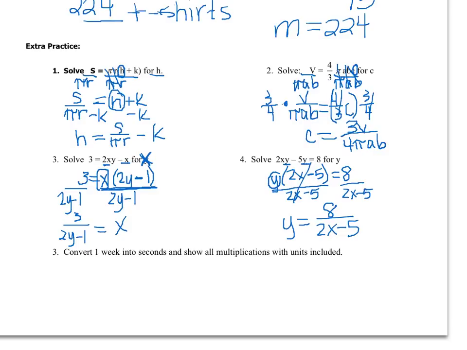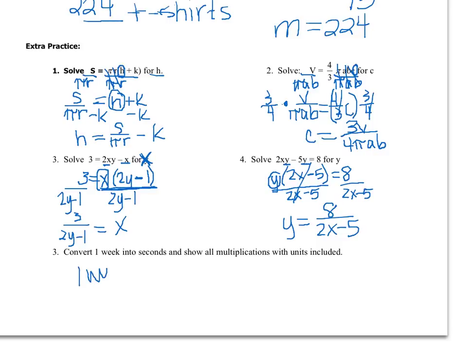All right, the last problem here. Convert 1 week into seconds and show all multiplications with units included. So this is something I'm sure you've done before, converting units. Well, let's run through this one together because it's definitely something you need to be able to do.